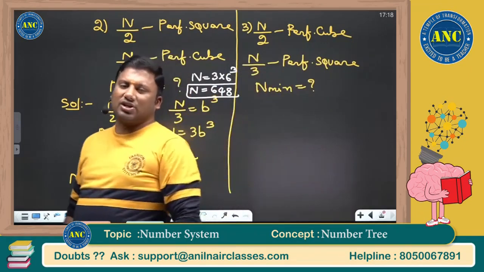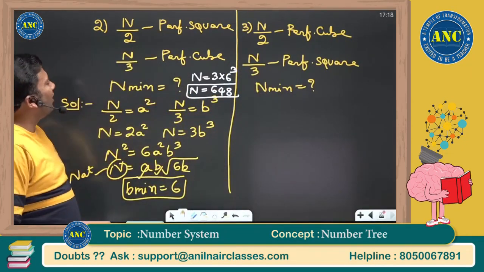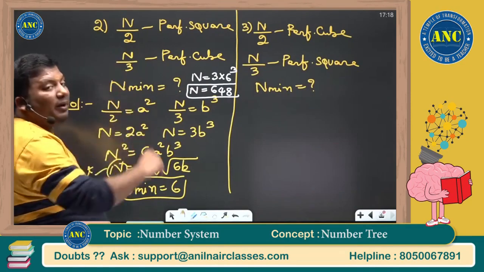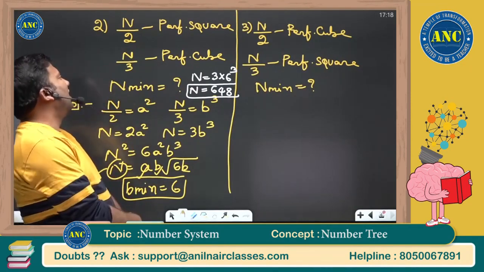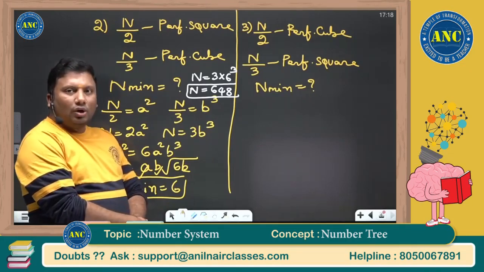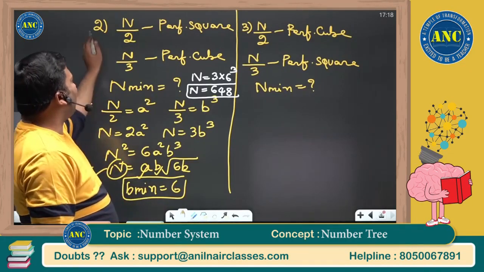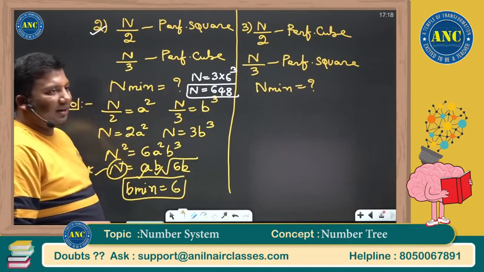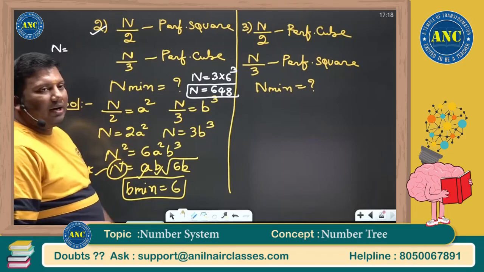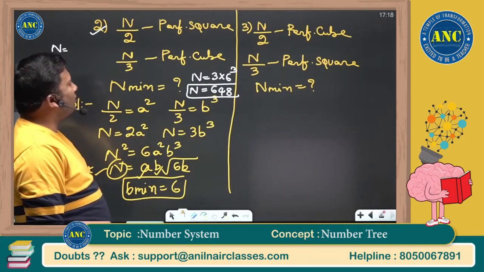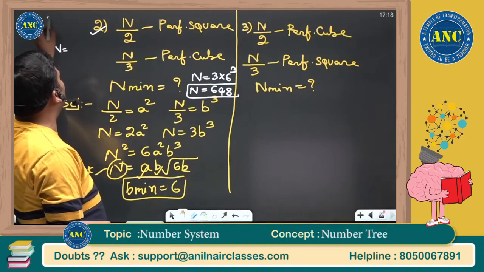Very easy question. Check it out by using the values. 648 by 2 is 324, and 18 square is 324, so it is a perfect square. 648 by 3 is 216. It is also a perfect cube.